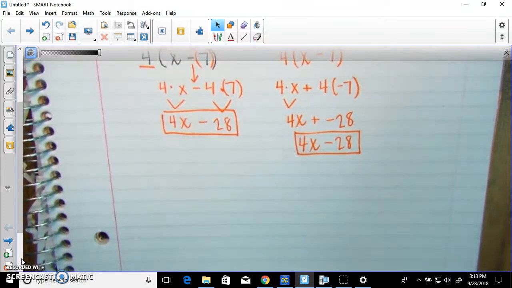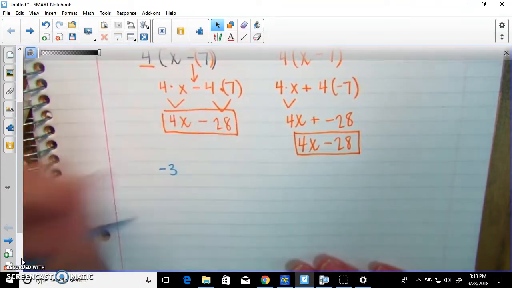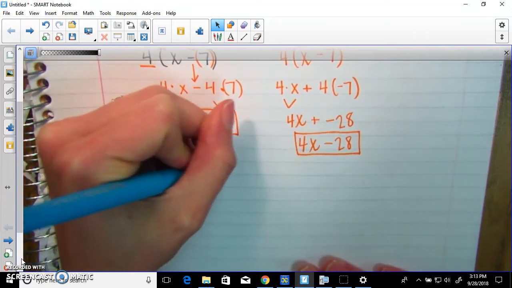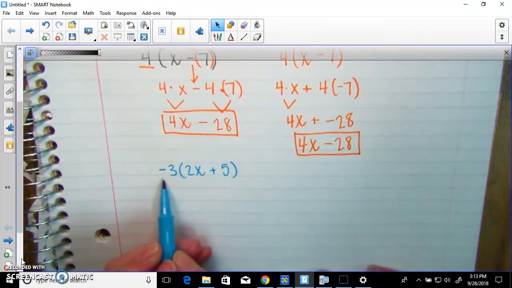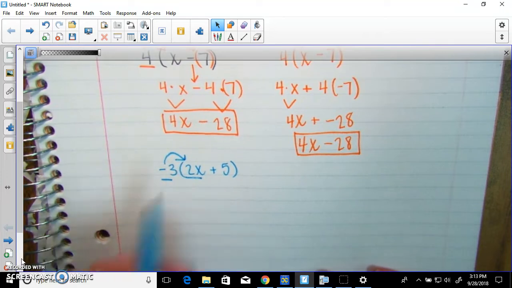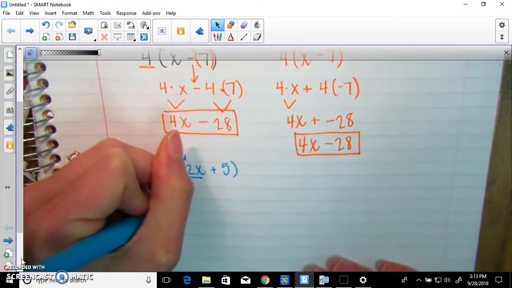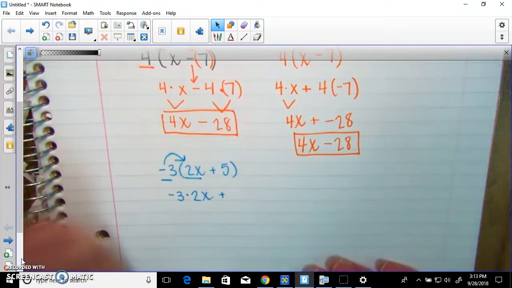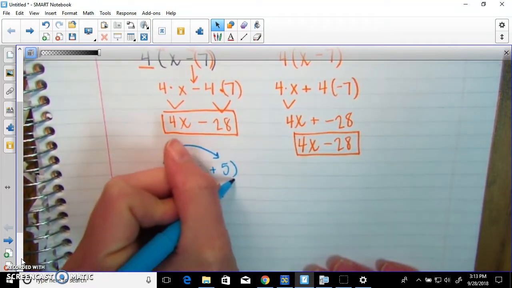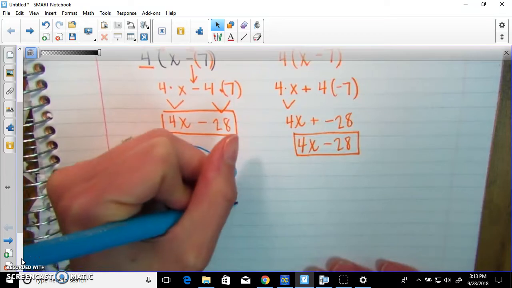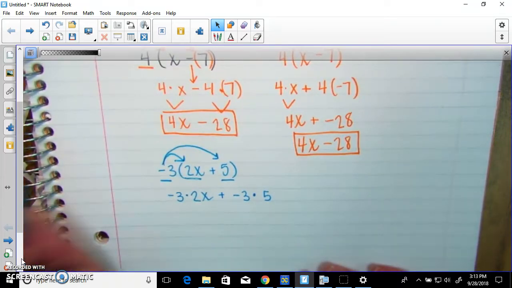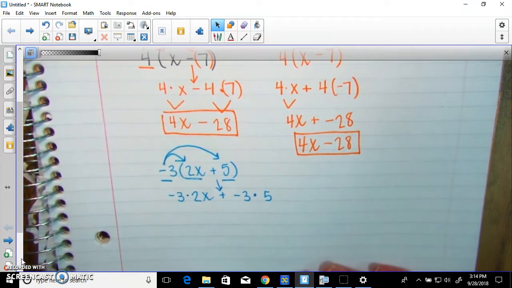How about we have negative 3 times 2x plus 5. So we're going to multiply negative 3 times the first term, 2x. Negative 3 times 2x. Then we're going to multiply negative 3 by the second term, which is 5, plus negative 3 times 5. So notice I kept that plus sign in between the 2x and the 5.